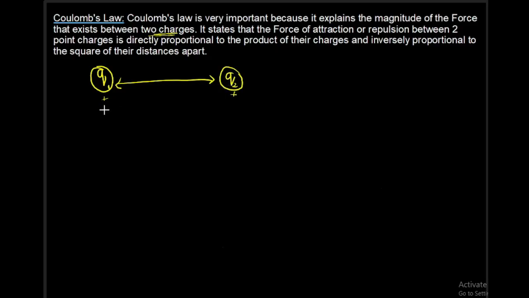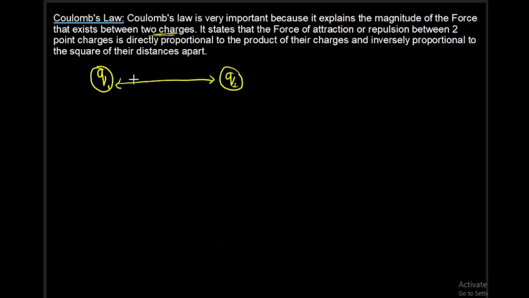Now, if this is a negative charge and this is a negative charge, it's also going to be a repulsion. They're going to be moving away from each other with a force. If this is positive and this is negative, what we are going to have is attraction. They're going to be attracted to each other with a force. Coulomb's law is useful in knowing the magnitude of that force, because the force of attraction has the same magnitude as the force of repulsion.